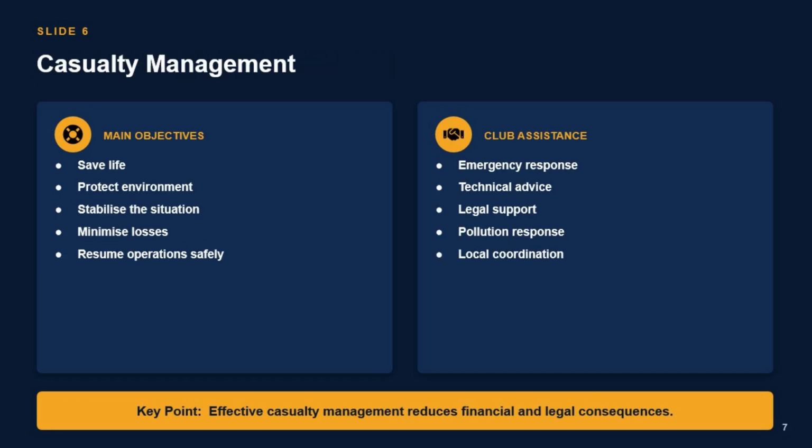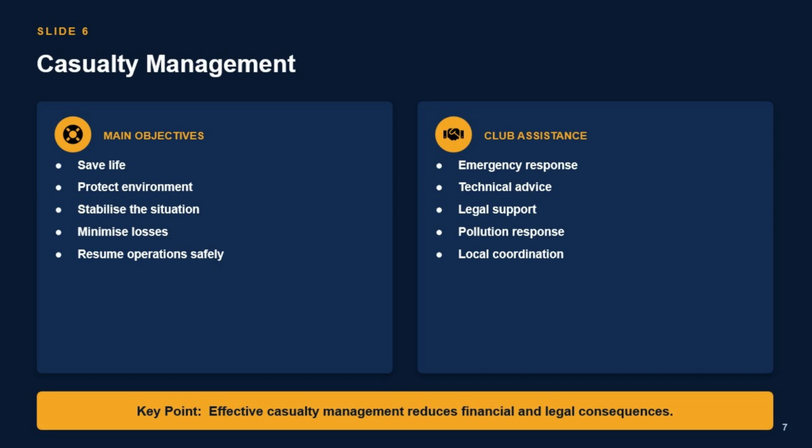Slide 7. Casualty management. Once the immediate emergency has been controlled, the focus shifts to casualty management. The objective is not only to deal with the accident, but also to minimize its overall impact. This includes protecting human life, preventing pollution, reducing further damage to the vessel or cargo, and restoring normal operations as safely and quickly as possible.